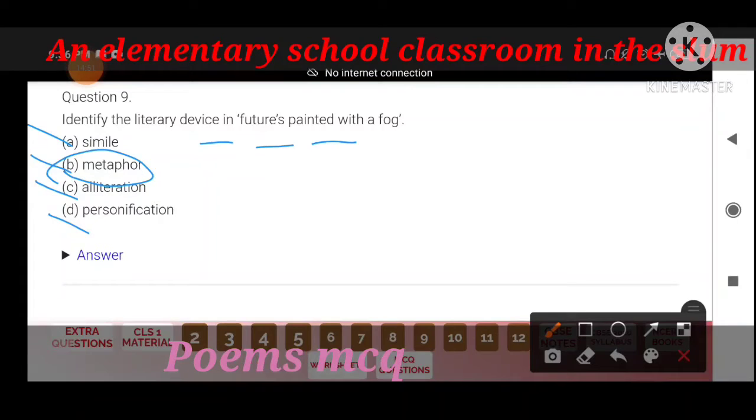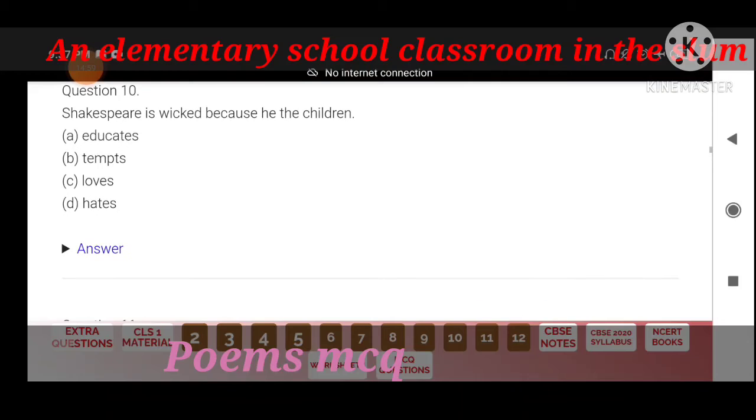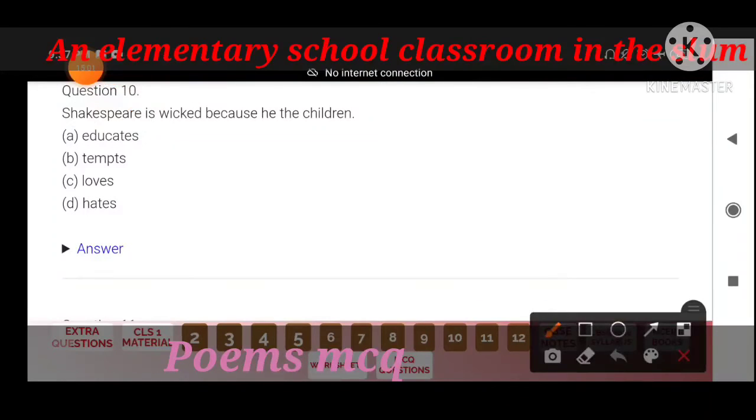Futures painted with a fog. Like and as, so you could use imagery here, like and as. Here also there is an indirect comparison. Shakespeare is wicked because he the children: educates, tempts, loves, or hates. So the answer is tempts. Tempts means temptation.